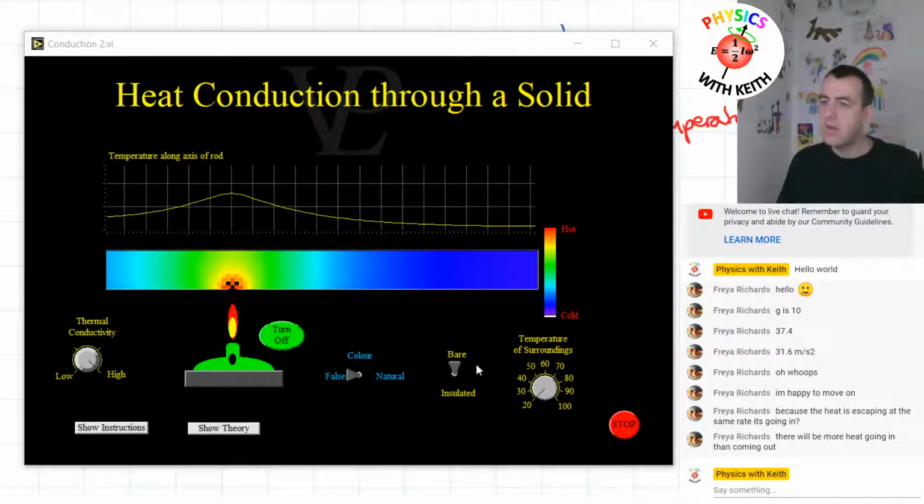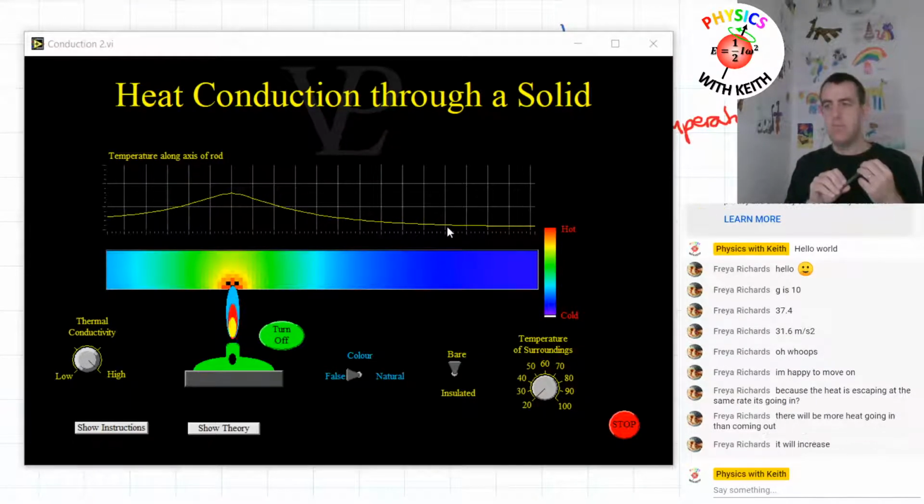There'll be more heat going in than coming out. Perfect. So tell me what will happen to the temperature of the bar at some point, perhaps over here, where at the moment it's nice and cool. I can still touch the bar at that end. It will increase. And of course it will.